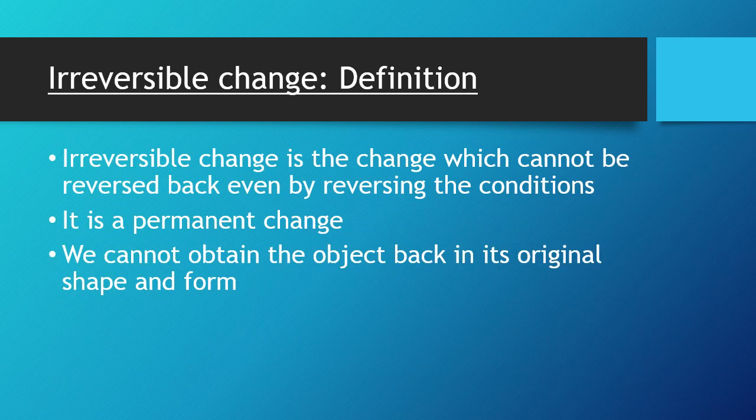So children, we have seen several examples of irreversible changes today. Now let us define what are irreversible changes. Irreversible change is the change which cannot be reversed back even by reversing the conditions. It is a permanent change. We cannot obtain the object back in its original shape and form. Now let us watch a video to understand this concept of irreversible changes better.